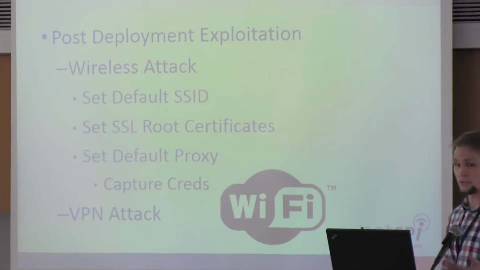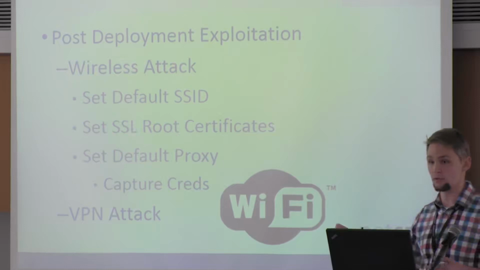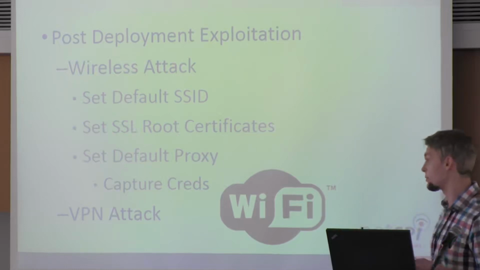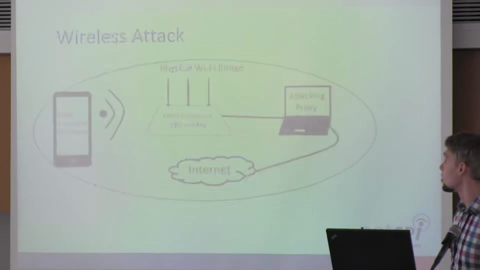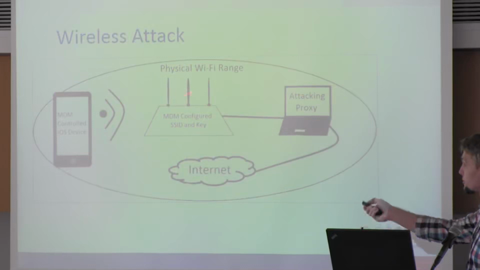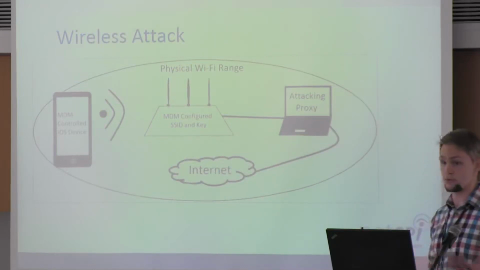set up a VPN. You can set up VPN settings so that the device will just automatically VPN back into your VPN network, and you can go ahead and start caching traffic back on that backend. So, general idea is you get the MDM controlled iOS device within physical Wi-Fi range. This is why I said this is kind of convenient for on-site social engineering attacks.